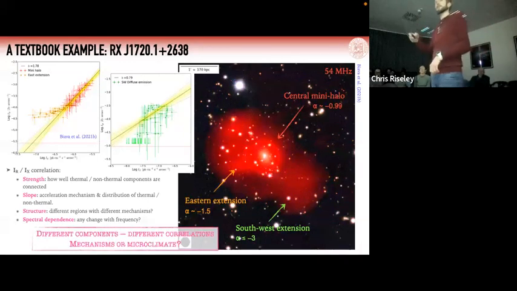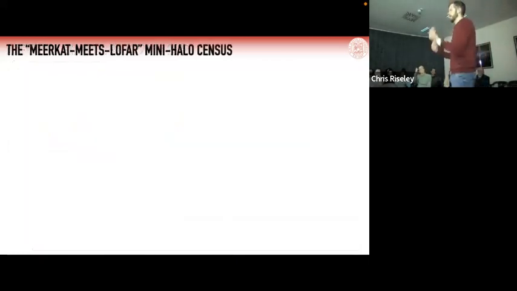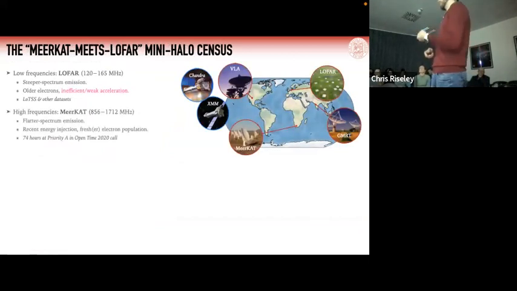And so in RHA 1720, what Nadia and collaborators found was that the different regions have very strongly different correlations. One of the open questions was, is this tracing different acceleration processes or different microclimate? And this is where my big flagship project from the last few years comes in, the MeerKAT-meets-LOFAR mini halo census. We're trying to answer this question by using the two most sensitive radio interferometers in the world, MeerKAT and LOFAR.